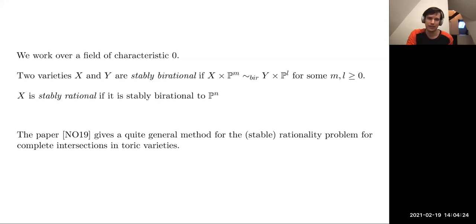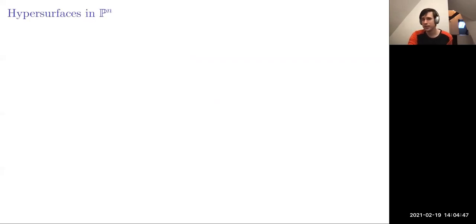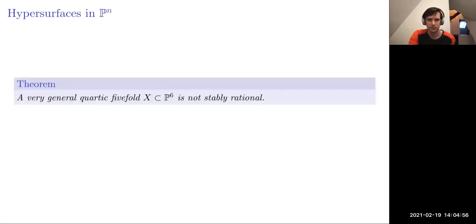As a one sentence summary of the paper, and also the talk, the paper with Johannes is devoted to a general method for the rationality problem for complete intersections in toric varieties. Before I begin, let me survey a little bit what's known about, say, hypersurfaces in projective space.